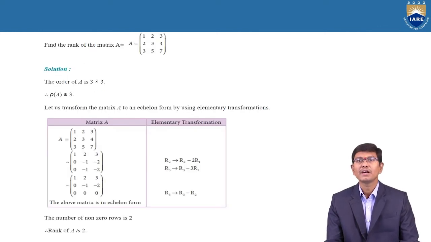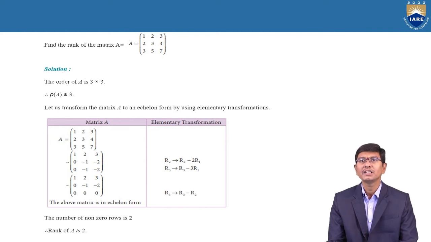Next one, find the rank of a matrix. This is the example: 1, 2, 3, 2, 3, 4, 3, 5, 7. While we are observing this matrix, the first row, first element is clearly 1. With the help of this one, now we need to change the 2 and the 3, how to reduce them to 0.